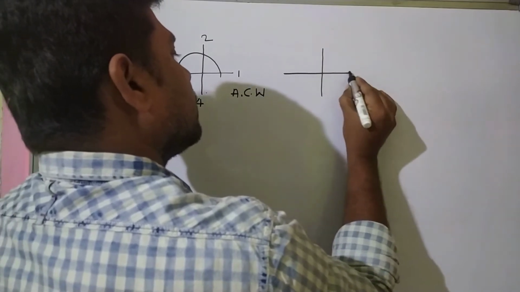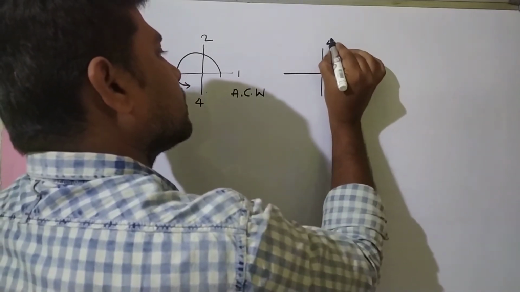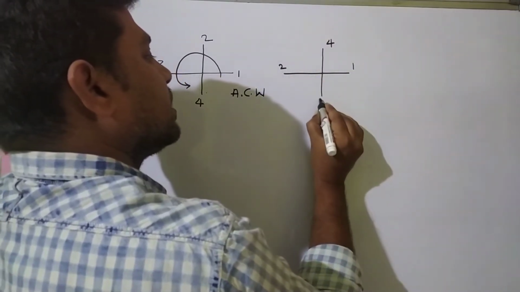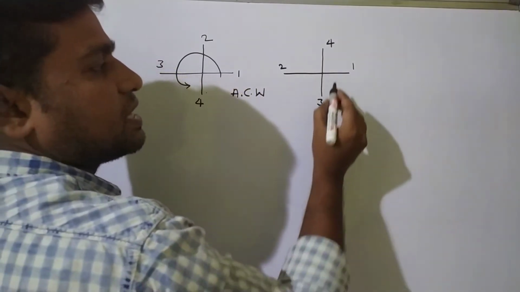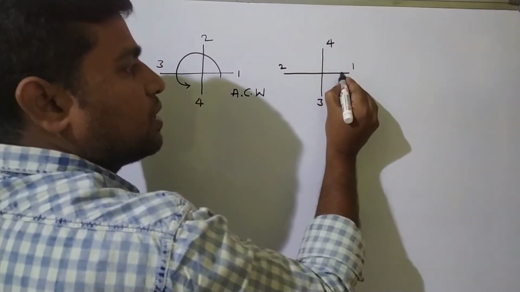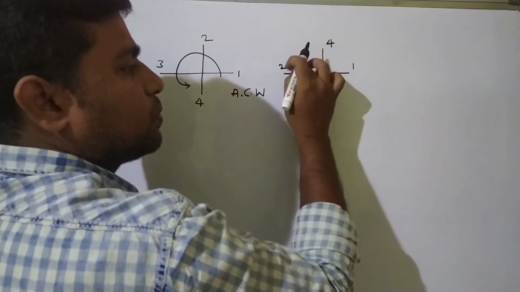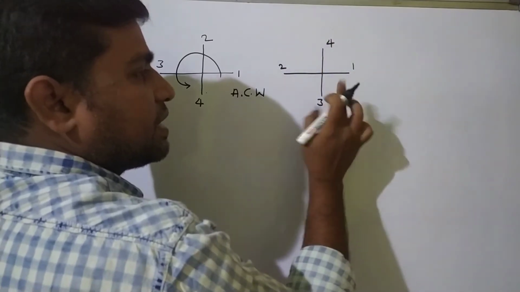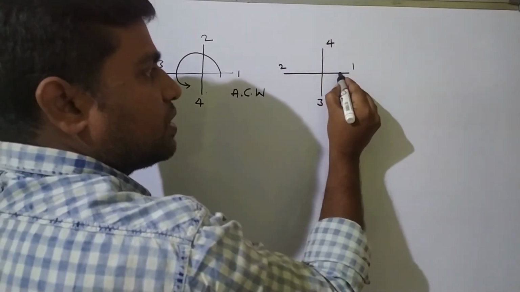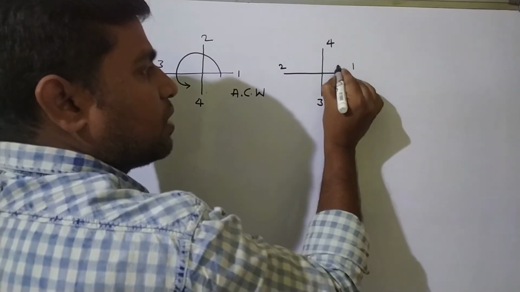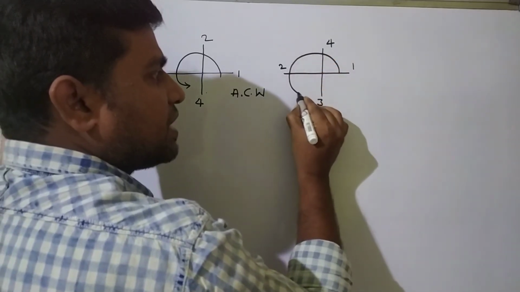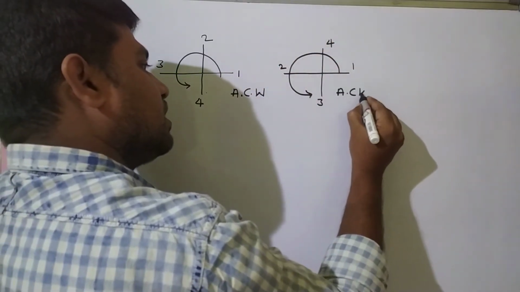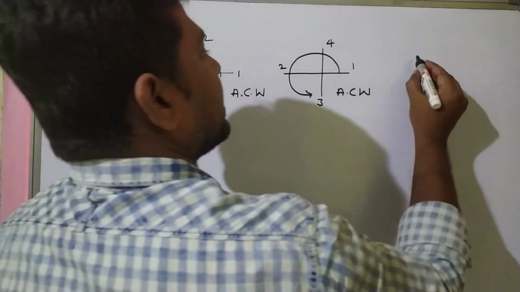Okay students. Next, suppose the fourth group is at a vertical position, and here 1, here 2, here 3. Now the rotation is like this: 1, 2, 3. Not like this: 1, 2, again 3. That is wrong. Shortest distance: 1, 2, and then 3. Okay students, this is also anti-clockwise rotation.